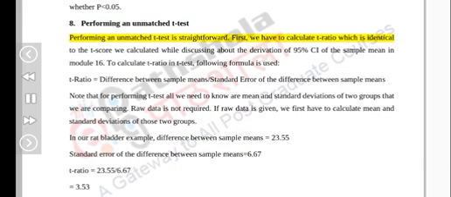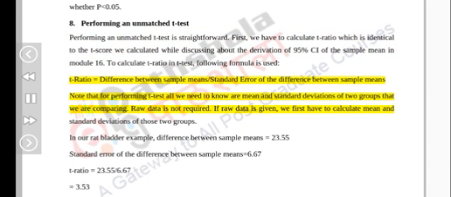Performing an unmatched t-test is straightforward. First, we have to calculate the t-ratio, which is identical to the t-score we calculated while discussing the derivation of the 95% CI of the sample mean in Module 16. To calculate the t-ratio in a t-test, the following formula is used. T-ratio equals the difference between sample means divided by the standard error of the difference between sample means. Note that for performing a t-test all we need to know are the mean and standard deviations of the two groups that we are comparing. Raw data is not required.